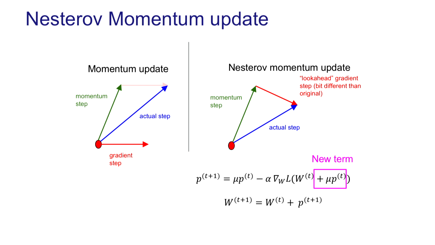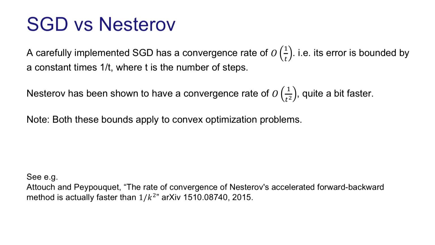Okay. It's a simple trick, and surprisingly, it changes the asymptotic convergence of this method on convex problems by a lot. Whereas normal SGD on a convex problem converges at something like 1 over t. So that's the error, or the gap between the current loss and the final loss, decreasing as order 1 over t. That's fairly slow decay, right? t is the number of steps that you've done.